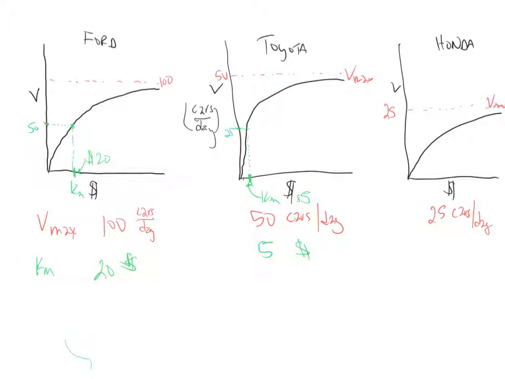And then finally, for Honda, we would go to 12.5, since its Vmax is 25. We go over, go down, that would be its Km. And let's say that for it, we'll say it's $10. Once again, I'm not making a political statement of any sort here, or an economical statement.